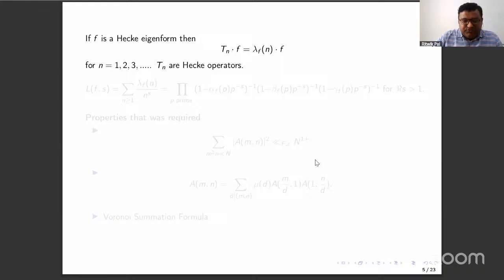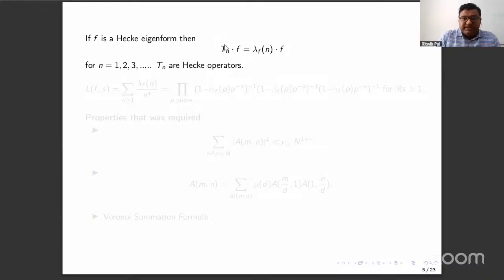Now, this space of cusp forms for SL2Z, that is the modular forms, or the SL3Z Hecke-Maass forms, has a special basis. This basis is called the Hecke basis, and each element of this basis is a simultaneous eigenvector of a sequence of linear operators called the Hecke operators. This sequence of linear operators is given by T_n, and lambda_F(n) are basically its eigenvalues, the Hecke eigenvalues.